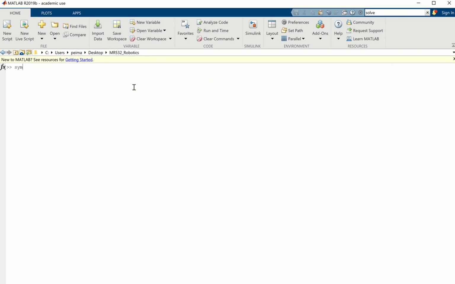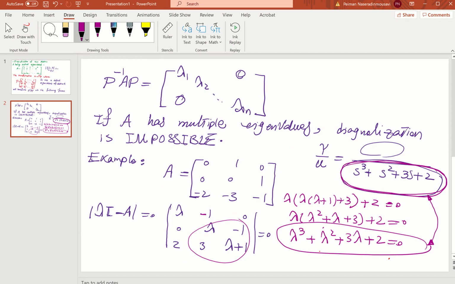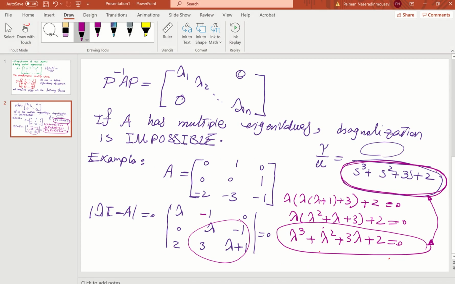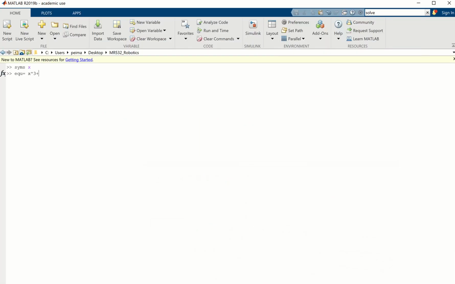You have to define a symbolic variable. I'm saying x, but you can say lambda. I'm saying lambda is x for simplicity. So syms x, and then you define an equation which is x cubed plus x squared plus 3x plus 2 is equal to 0. That's right, this is the equation. This is how we define it in MATLAB.